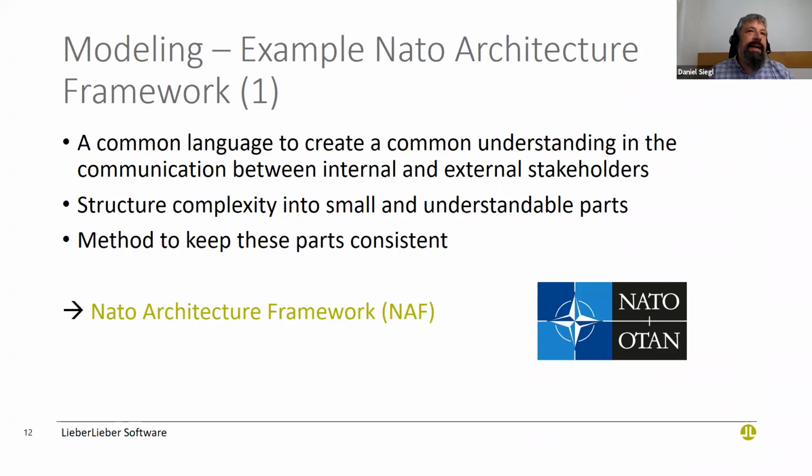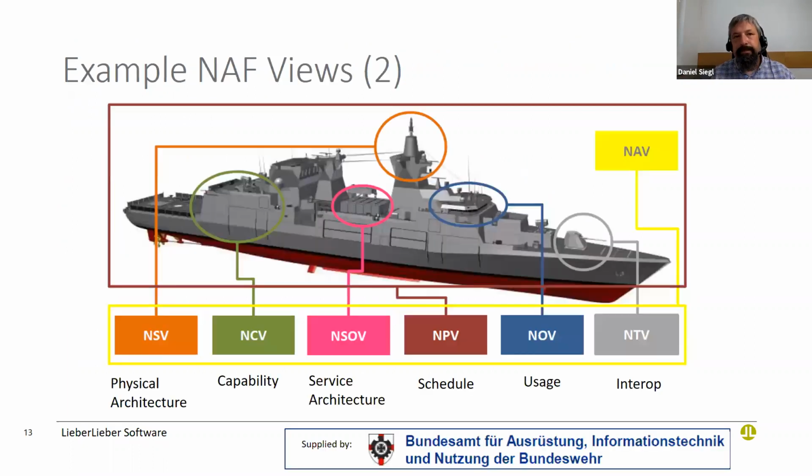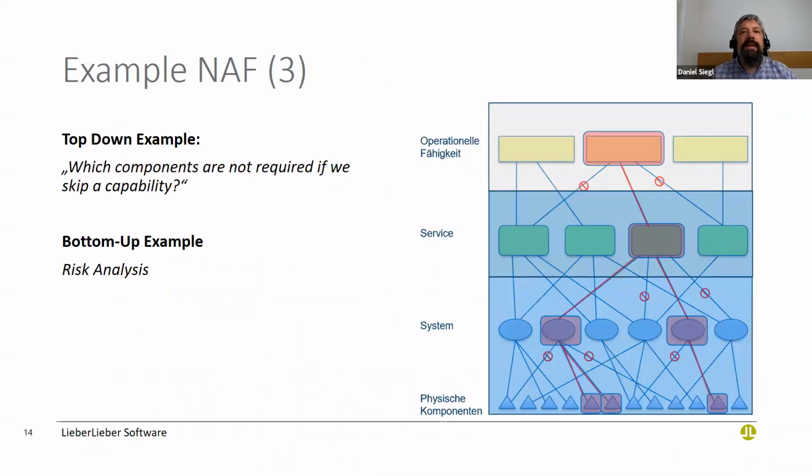And one example I really like, or how I would explain modeling to my grandmother, is from the NATO Architecture Framework. Not necessarily fully MBSE, but you can have a nice take on it. So what they do is they structure complexity into small and understandable parts to be able to do analysis on them. And this means when they build a vessel, they split it up into functionality groups and capabilities. And later on, they do an analysis. This is a German slide because it's from the Bundeswehr.